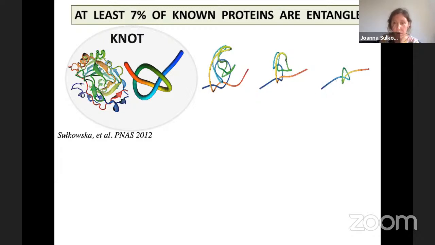Or you can have a more statistical approach. You can extend the termini to infinity, then close them on the sphere, and then use the polynomials familiar to you. So you can use the Alexander polynomial or HOMFLY polynomial to find the type of the knots.